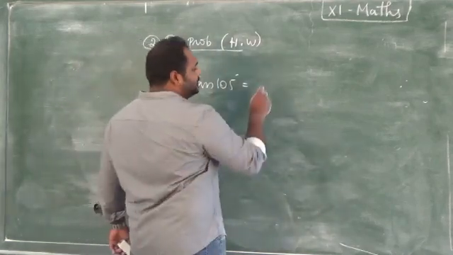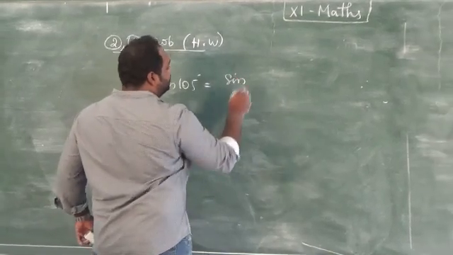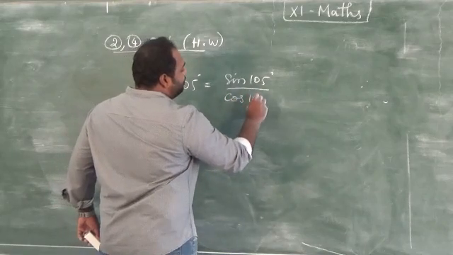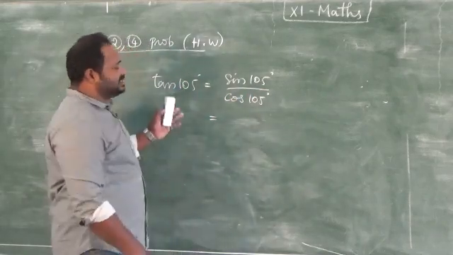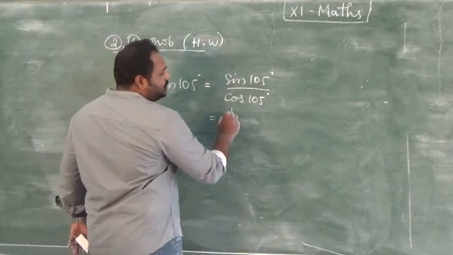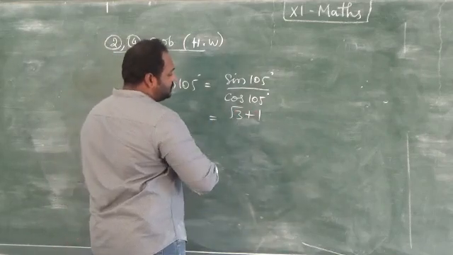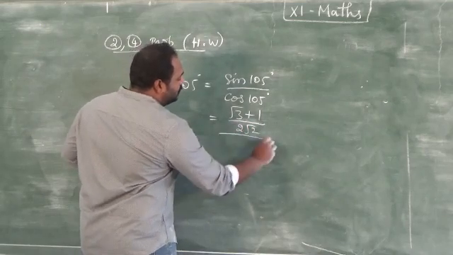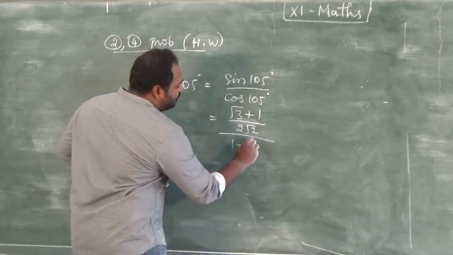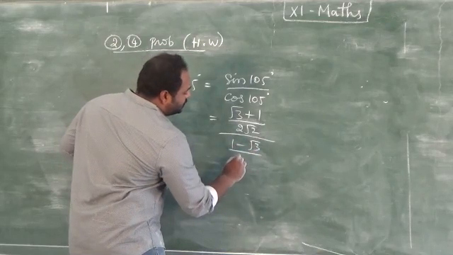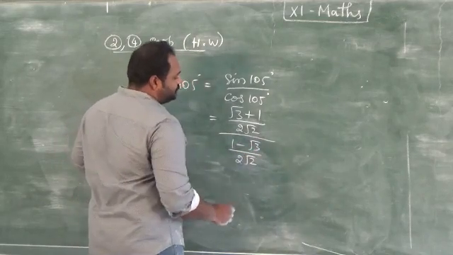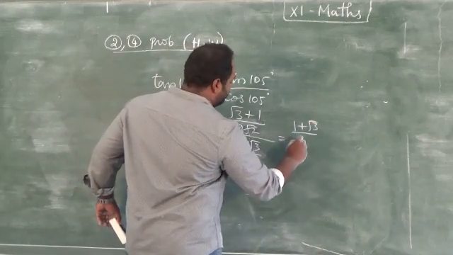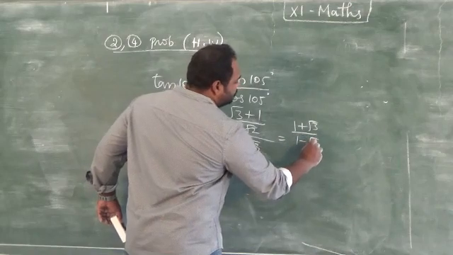Also we have another method, which is sin 105 degree by cos 105 degree. Using this we can find out tan 105 degree: root 3 plus 1 by 2 root 2, whole divided by 1 minus root 3 by 2 root 2. If I cancel this, it is 1 plus root 3 by 1 minus root 3.